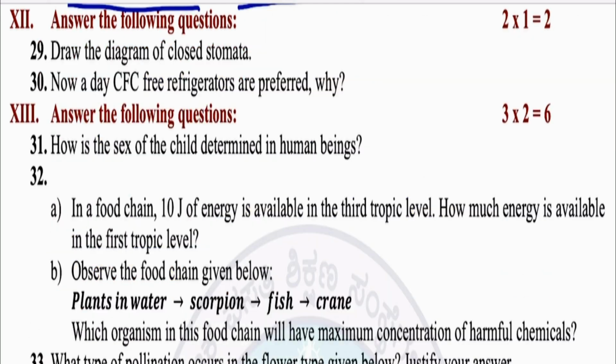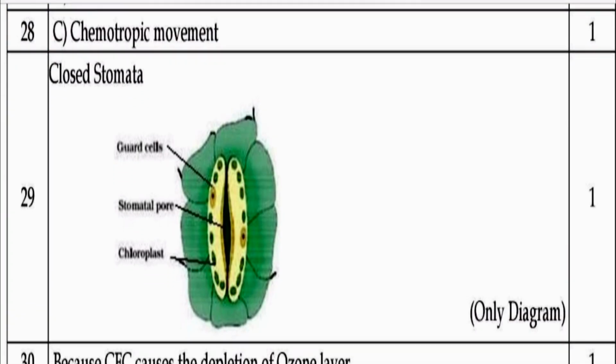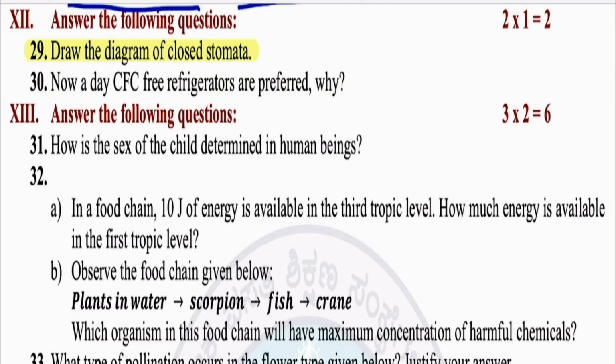Chemotropic movement. 12th main. Answer the following questions. Question number 29. Draw the diagram of closed stomata. Here you can refer to this diagram, or you can also see it in the textbook. Nowadays, CFC free refrigerators are preferred. Why?